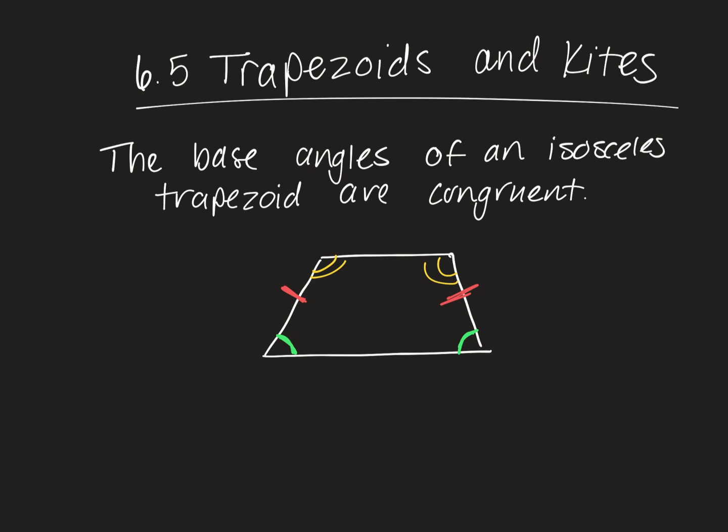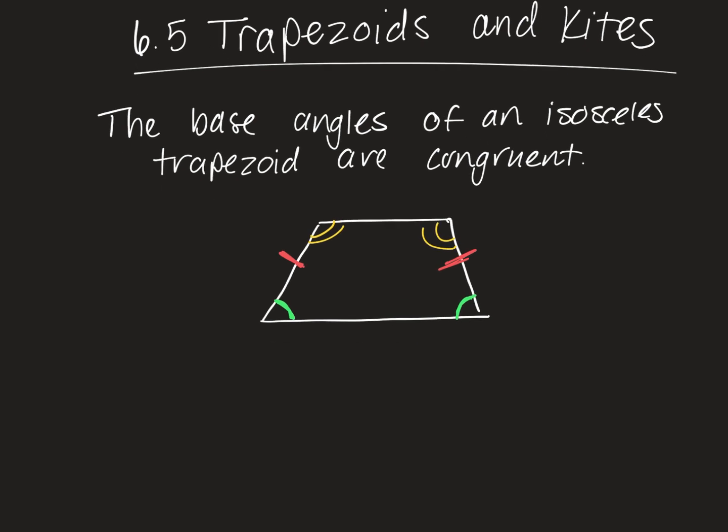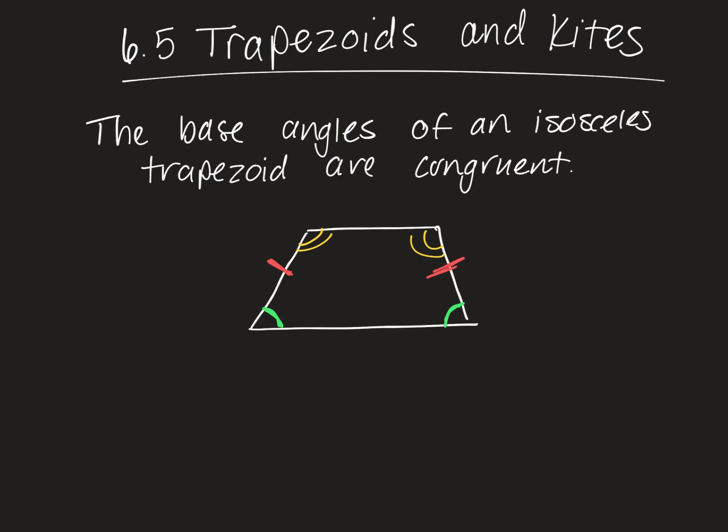Alright, I forgot to record that first part. So the base angles of an isosceles trapezoid are congruent. If the two legs are congruent, then your base angles, so the bottom two angles, are equal to each other, as well as the top two. And with this, we also know that if a trapezoid has one congruent pair of base angles, then it's isosceles.